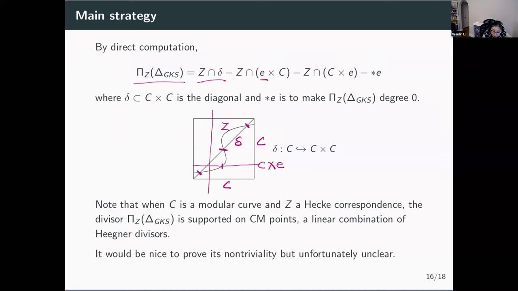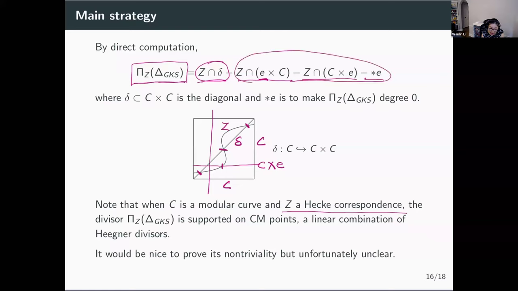And if I take my E to be a cusp, in the modular curve case, then this intersection is just formed of cusps, and I can take Z to be a Hecke correspondence. So if I want to prove the Chow-Heegner divisor to be non-torsion, really I just need to prove Z intersect my diagonal to be non-torsion, well, minus some multiple cusps. You can think about this as all cusps, okay?